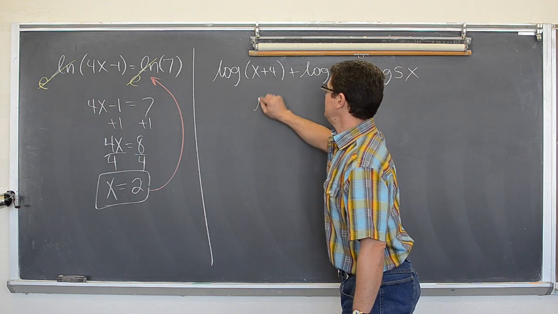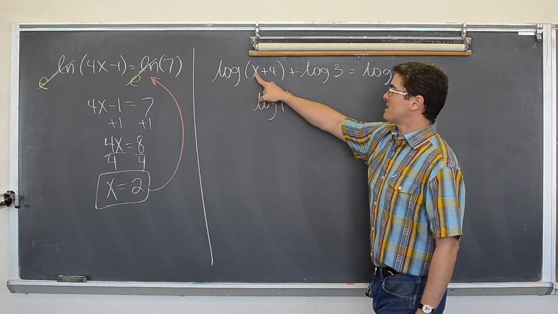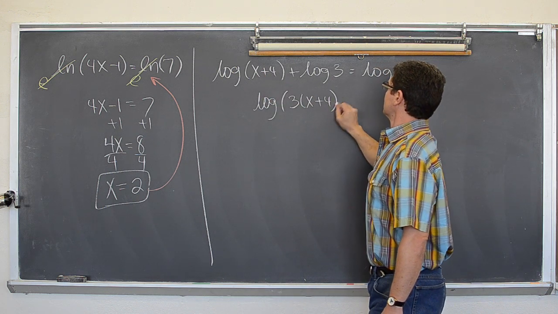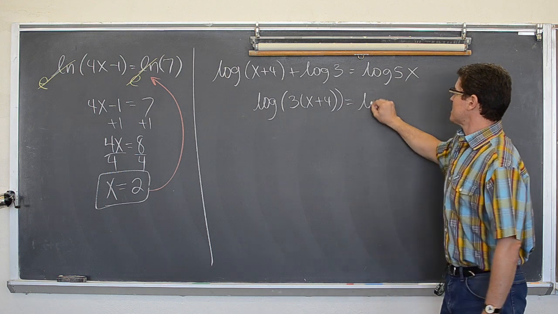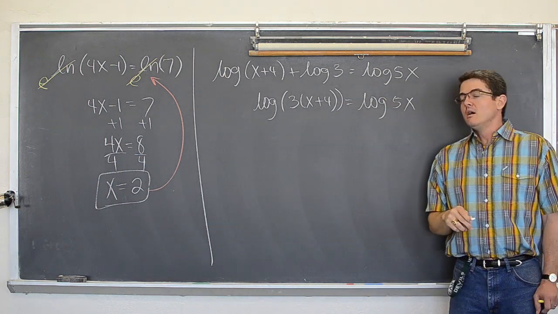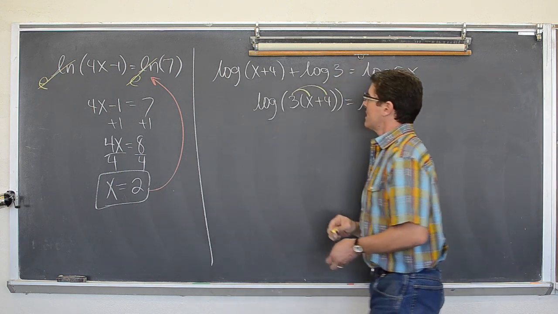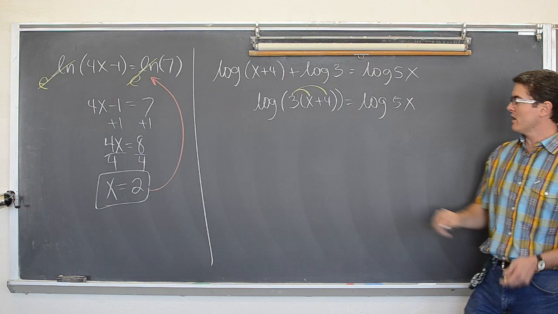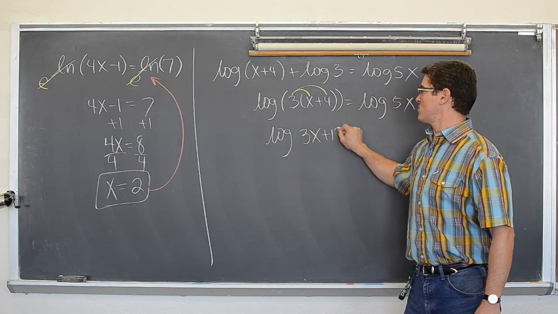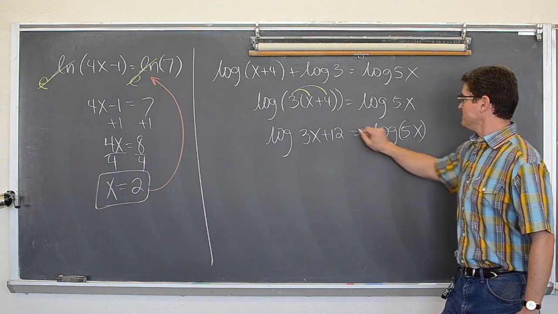So we have log base 10, or common log, of 3 times x plus 4 equals log of 5x. Now, we're going to need to distribute this 3 through the x plus 4 and get log of 3x plus 12 equals log of 5x.